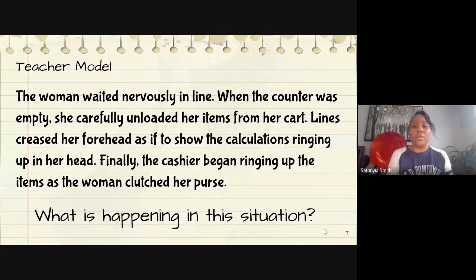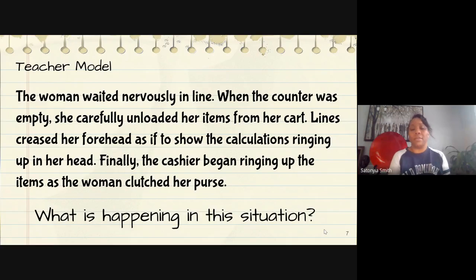The woman waited nervously in line. When the counter was empty, she carefully unloaded her items from her cart. Lines creased her forehead as if to show the calculations ringing up in her head. Finally, the cashier began ringing up the items as the woman clutched her purse.